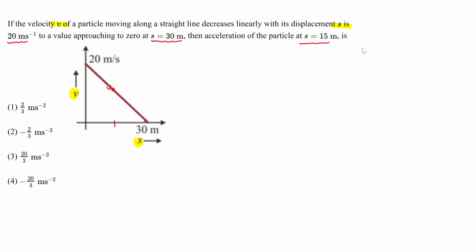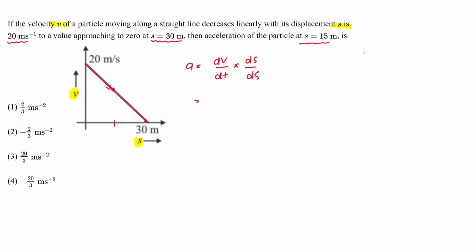Now if we recall, the general expression for acceleration is basically the rate of change of velocity per unit time, but we do not have any relation with time here. So what can we do? We can multiply by displacement on both sides. It is a valid way to do it. Maths is correct.